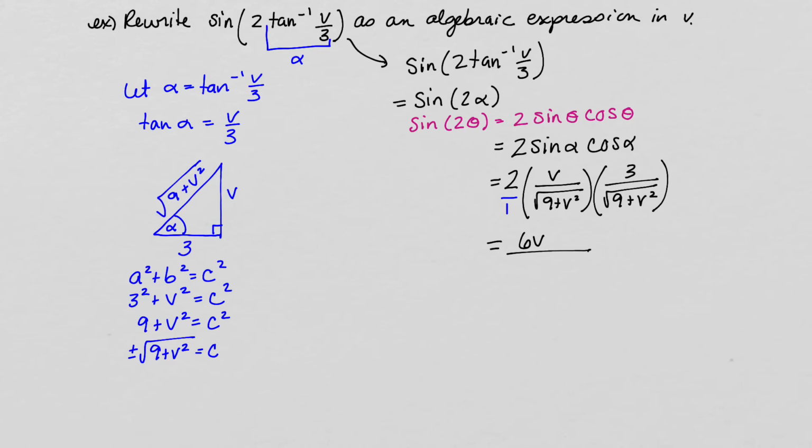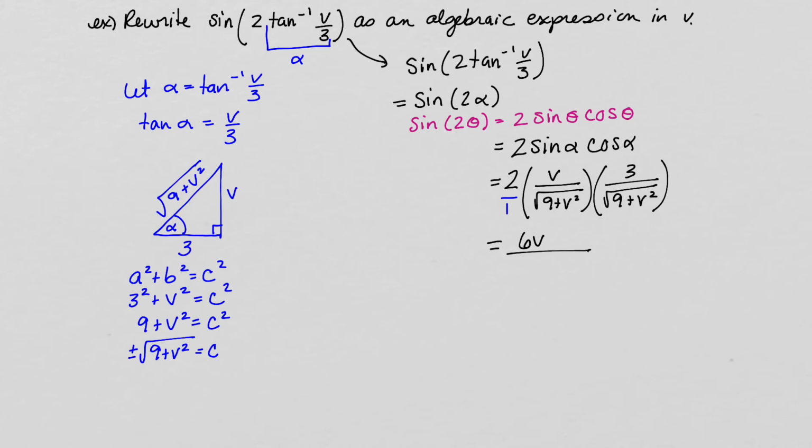Okay, no problem. So on the top, I have 2 times v times 3, so that gives me 6v. And then on the bottom, I have 1, but I don't really need to multiply the 1 times anything, right? Because nothing's going to change. And then I have the square root of 9 plus v squared times the square root of 9 plus v squared.